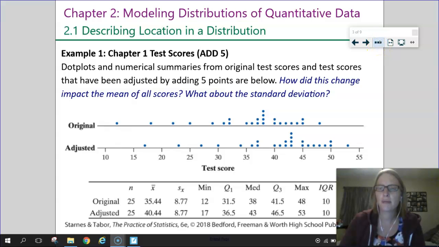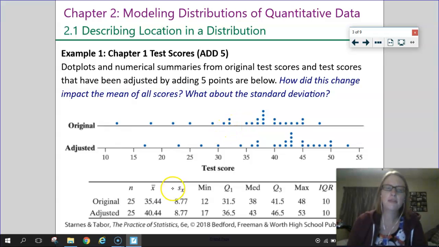Take a look first at the means. I notice the mean of the original data is at 35.4. About right here, which makes sense. It's just below this peak since it's being pulled down by the low-end outliers. The mean of the adjusted data is 40.44, 5 points higher. About right here. Still just to the left of that main peak because it's being pulled down lower by the left data. So notice the mean went up by 5 when I added 5 to each test score.